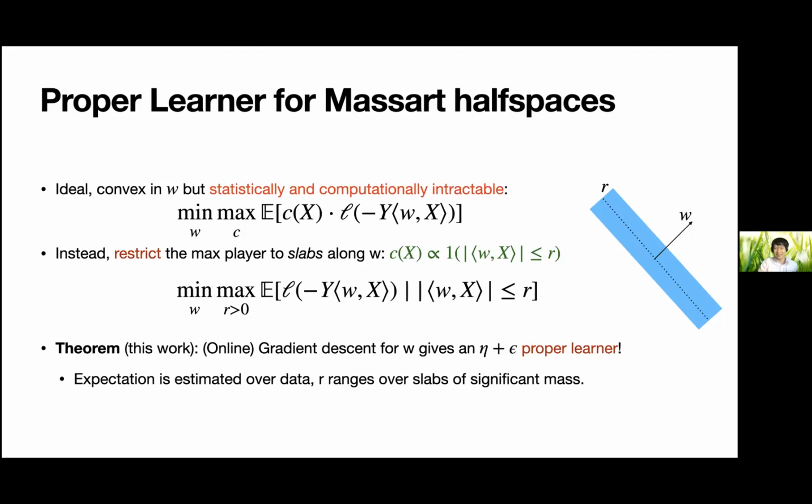So, minor details: we can't evaluate the expectation, but we just estimate it over data, and that will be fine because of concentration. One other minor detail is that it's not actually good to let R be anything, because what if I play a really, really tiny R and there are no data points which land in that region? I can't evaluate the expectation. So in reality, R ranges over slabs which have a non-negligible amount of mass, but those are technical details which, after this point, I'm not going to emphasize.